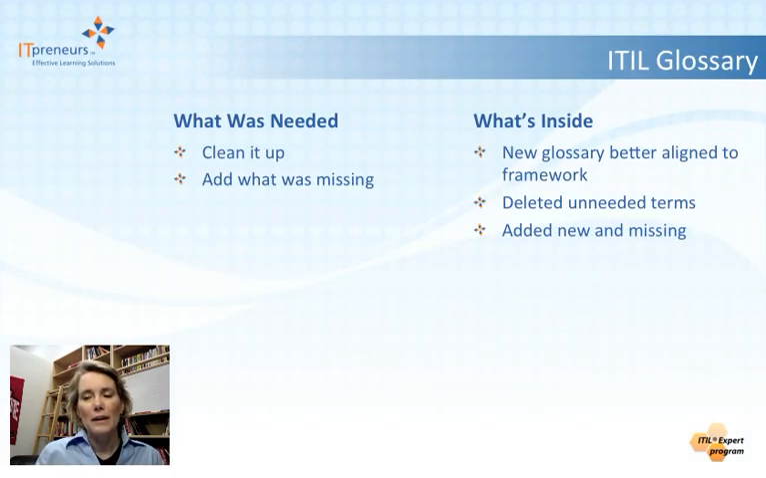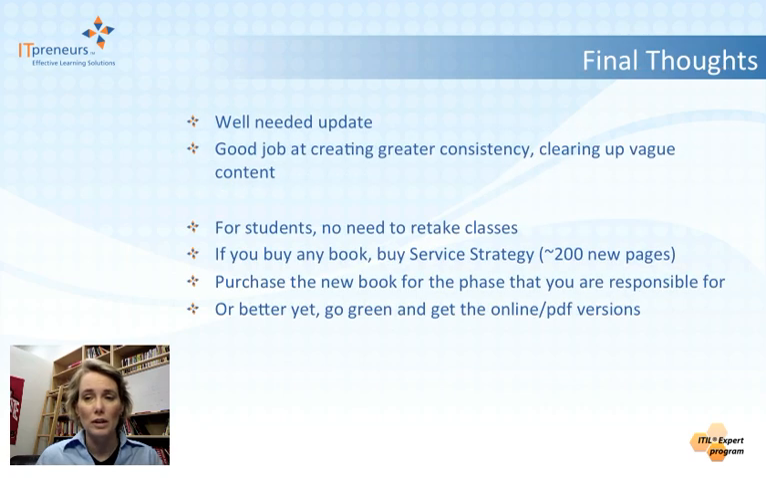Now, the last part about the books was the glossary that was in the back of each of the books. It seemed like you'd look up words that weren't in there. There were words that we didn't even seem to cover in the book, and I think there was a good effort in making certain that the glossary was much better aligned to the concepts that were actually in the book and the ones that students would look up. So the update was well needed. The ability to create greater consistency across the service life cycle and clear up a lot of the vague content, especially within service strategy, is a great value add.